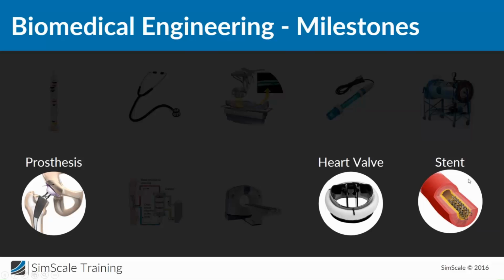All these 3 examples, prostheses, heart valves, and stents, really change the quality of life of people. And they were all made possible by a combination of engineering and medical science, and all of these can be simulated, and simulation easily shows you how to improve them, and it will also show you how these devices work from a physical perspective.